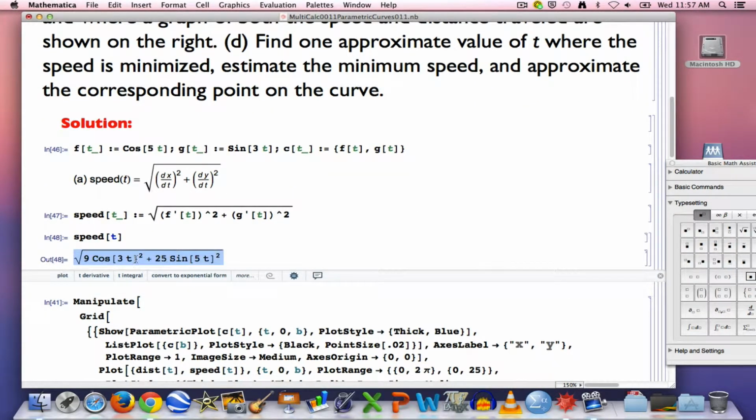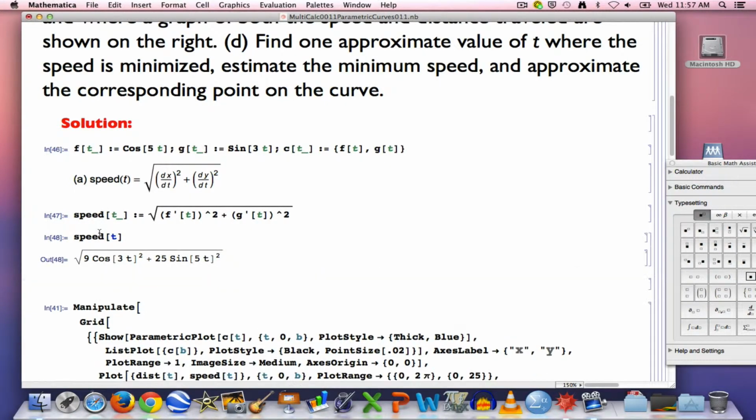The square root of 9 cosine of 3t quantity squared plus 25 sine of 5t quantity squared. It's traditional when you write this by hand to put the 2's, the squares, as exponents of the cos and sine instead of putting it to the right here. But this is Mathematica's way of doing it, and it's fine. It is going to square those quantities. What about the distance traveled? So that's the speed. What about the distance traveled?